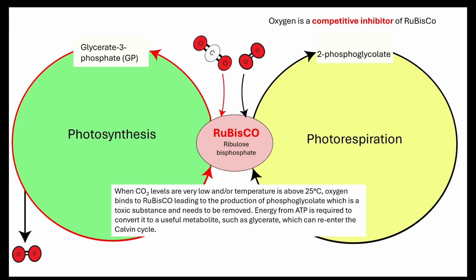So what happens is if oxygen binds to rubisco, it actually leads to the production of phosphoglycolate. Now that is a toxic substance that needs to be removed. Therefore, energy from ATP is required to convert the phosphoglycolate into a useful metabolite, such as glycerate, which can then re-enter the Calvin cycle. Now, obviously, photorespiration is going to produce carbon dioxide as a product, but that carbon dioxide is not going to be enough to help with the low levels that are currently resulting in more photorespiration.